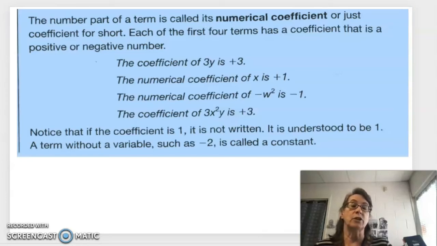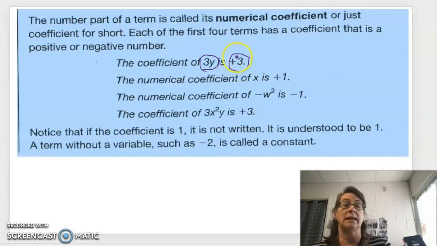The number part of a term is called its numerical coefficient, or just coefficient for short. Each of the first four terms has a coefficient that is a positive or negative number. So the coefficient of 3y, which they got from this last slide, is the 3 that is on the front. So it is a positive 3, since it has no sign, it's positive.